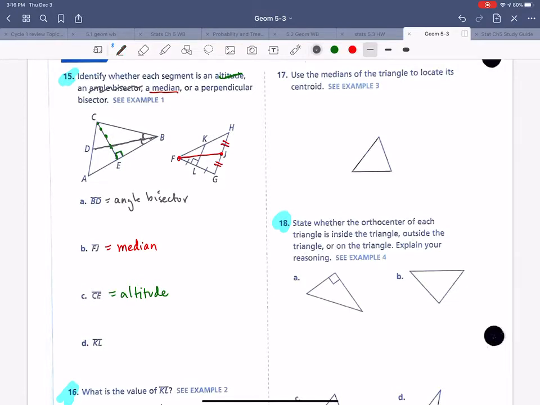Perpendicular bisector. Okay, so let's take a look at a perpendicular bisector. That would be to cut in half at a 90-degree angle. That's exactly what I see there. So that is a perpendicular bisector. Nice.